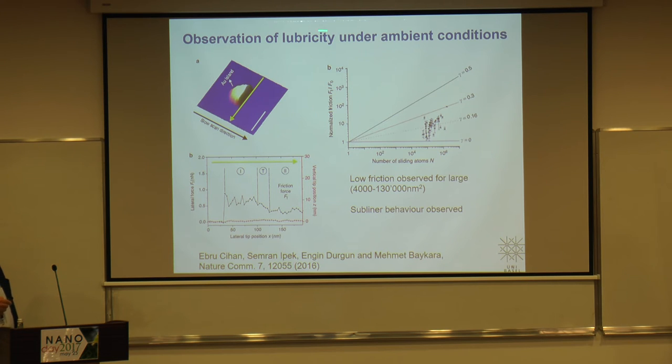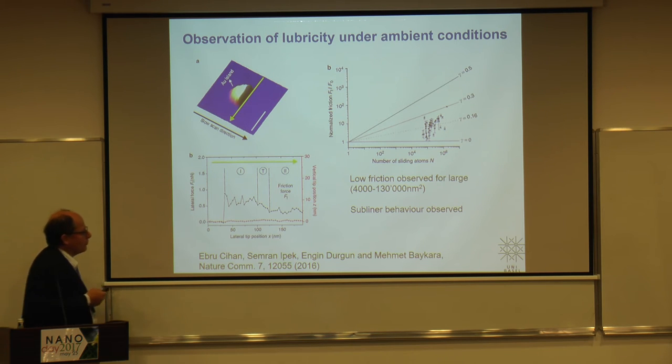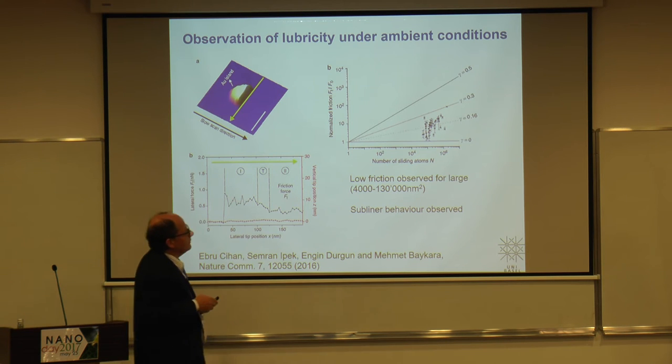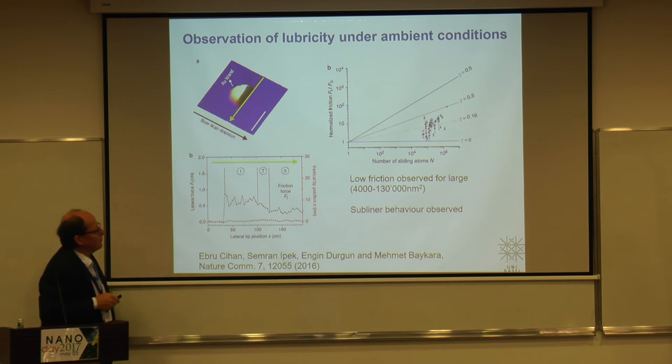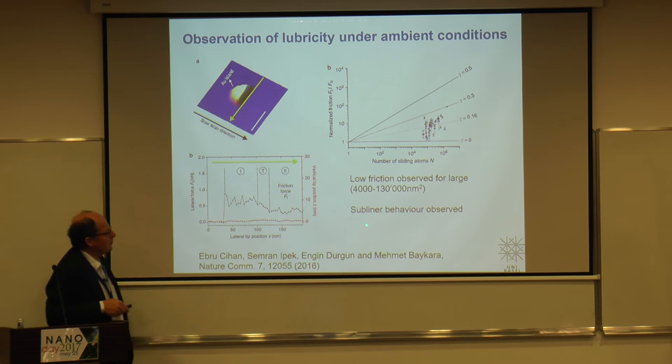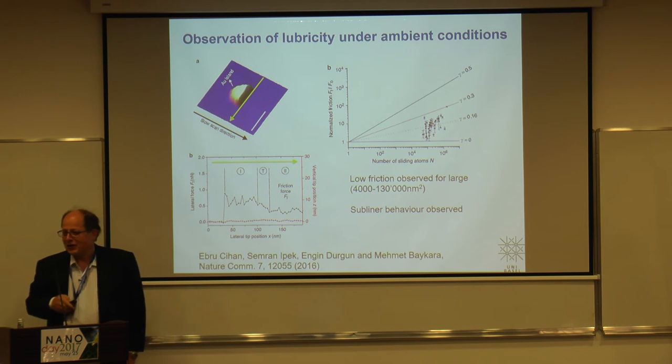And so he and his colleagues observed this lubricity also in air. So this is really surprising, because you would say in air there are for sure enough contaminants, but they could show that this dependence on the area is consistent with structural lubricity, and the islands can be as large as 130,000 square nanometers. That's already very big, huh?